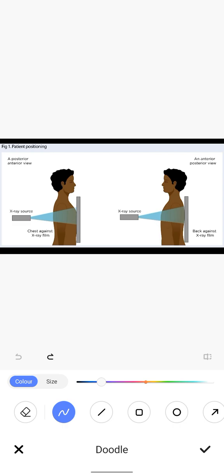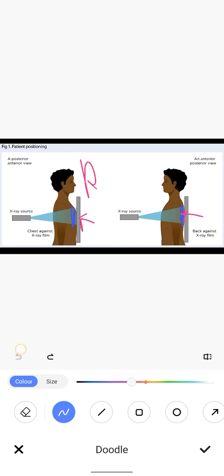Now let me tell you one thing more. The side of the patient which is near to the detector, here this one and here this one, the side of the patient's body or the organs of the patient's body which is near to the detector, will appear first on the radiograph.